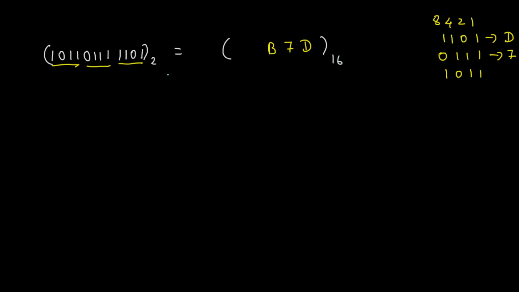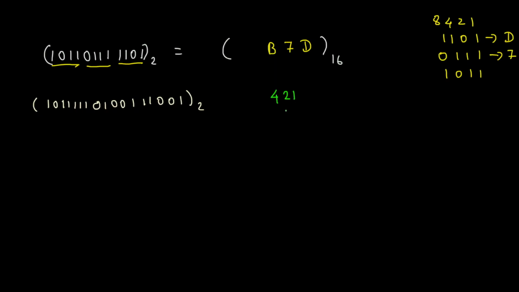Now let's see how to convert a number from binary to octal. Let's say we have the number 1 0 1 1 1 1 1, and then 0 1 0 0 1 1 1 0 0 1, and the base is 2. For the hexadecimal it's 8 4 2 1, but for the octal it's only 4 2 1.